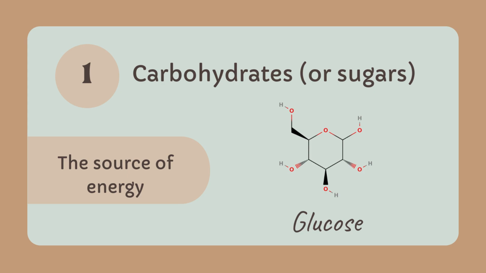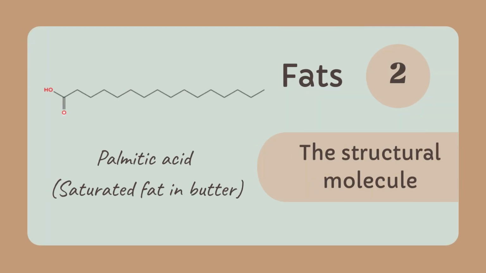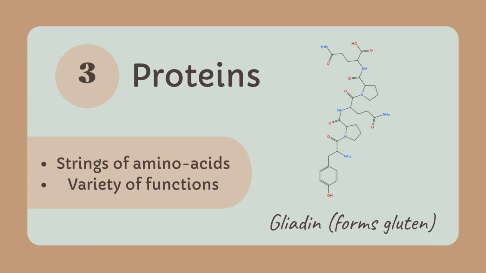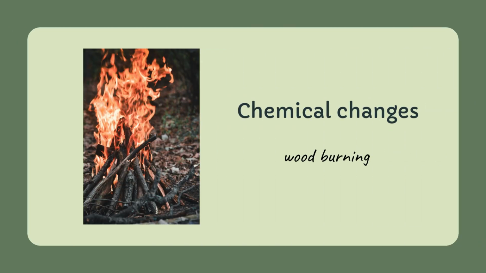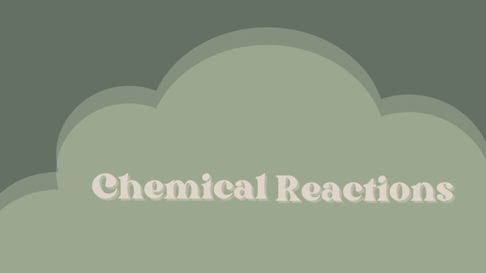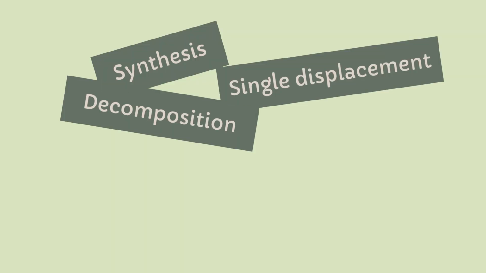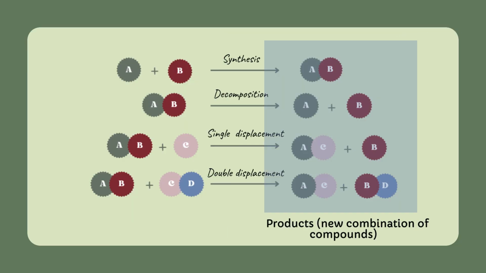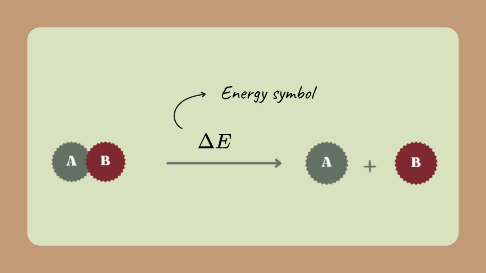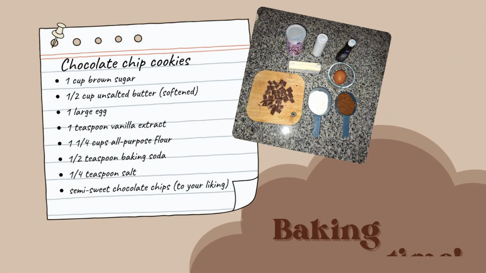We have carbohydrates, or sugars, the source of energy, fats, the structural molecules, and proteins, long strings of amino acids responsible for infinite functions in our cells. Physical methods can break down some substances into simpler constituents, but many others require chemical reactions. There are so many types of reactions, but in general terms, reactants transform into products. These processes require energy to take place, and some of them release energy as a byproduct.